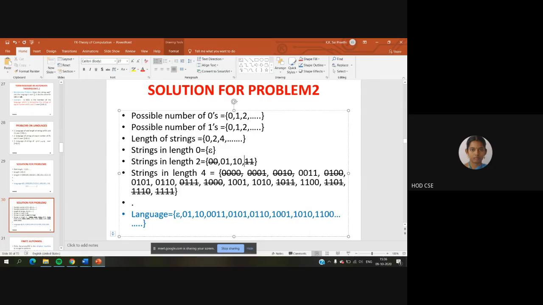Next, 0, 1, 1, 0: two 0s and two 1s. I can have this. This is a member. The next is not at all a member because only one 0 and three 1s are there. Unequal number of zeros and ones. The condition should be an equal number of zeros and ones.